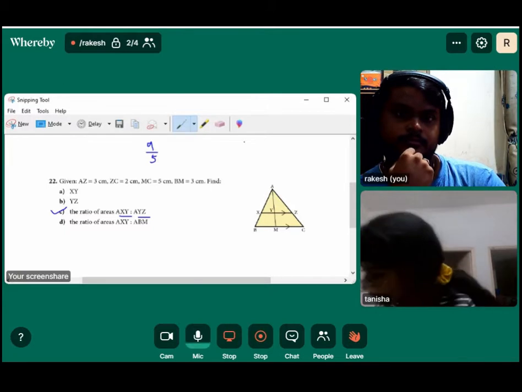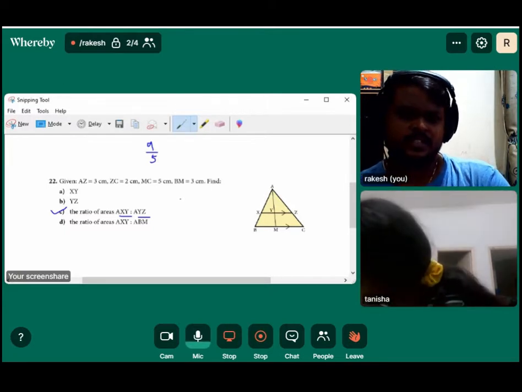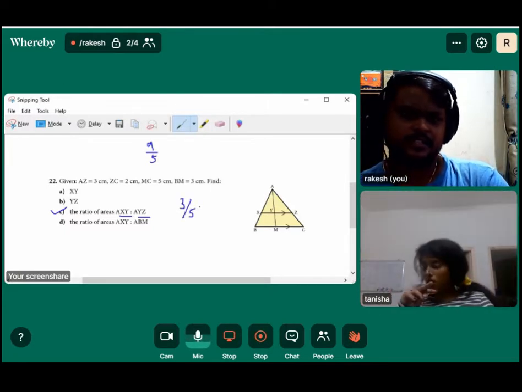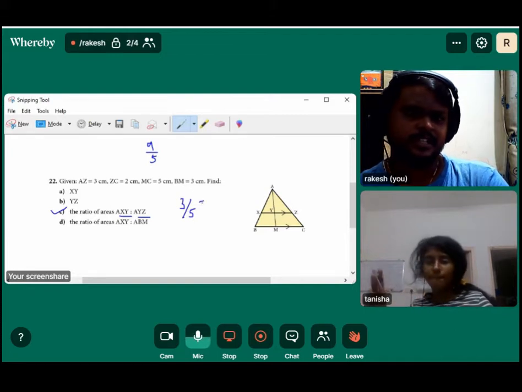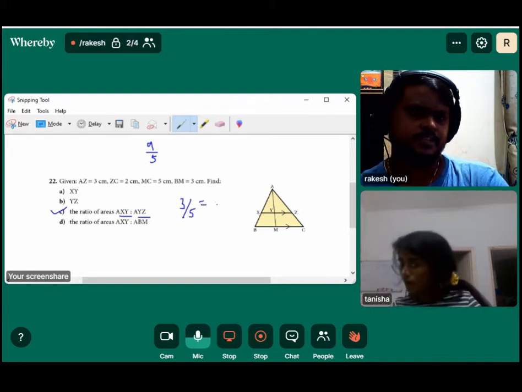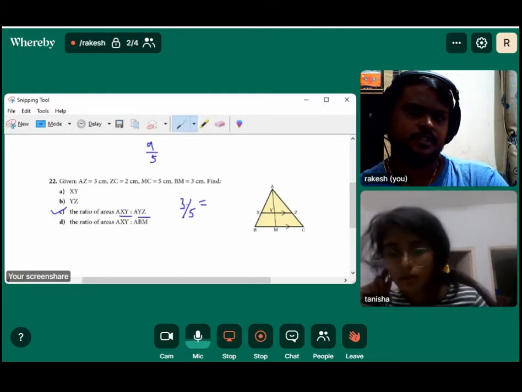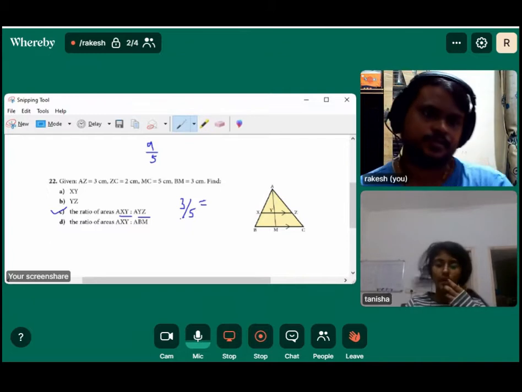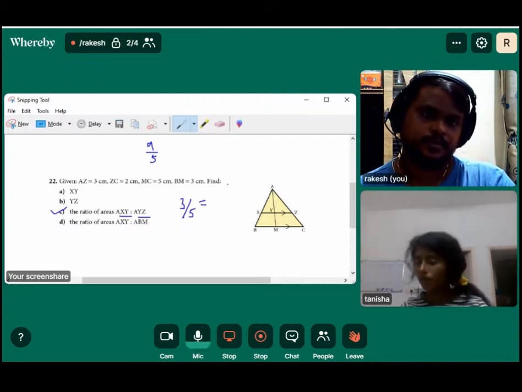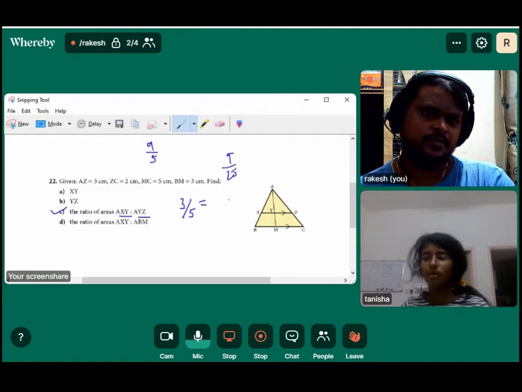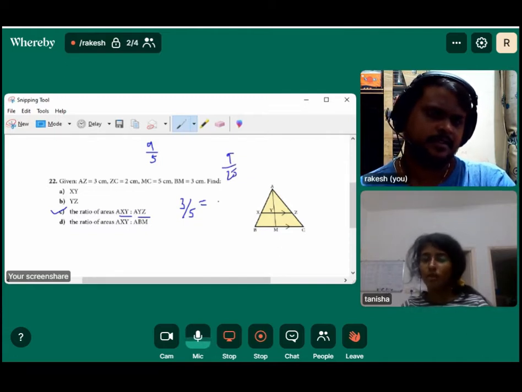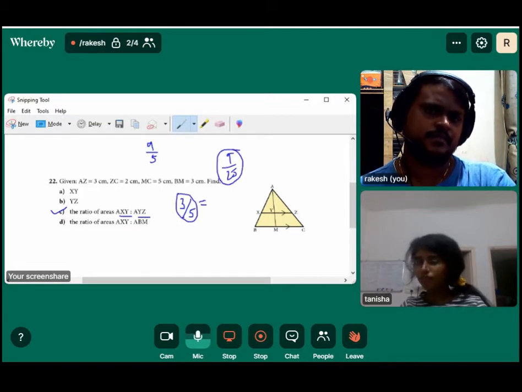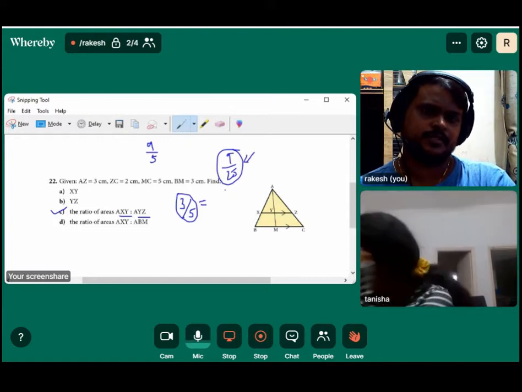I got the ratio is 0.36. No, just tell me the ratio. Don't cancel that. Don't simplify that. Is it 3 by 5? Write the answer in terms of ratio. It's 9 by 25. No, no, it won't be 9 by 25. The ratio is 3 by 5. You cannot simplify this, no, to get 3 by 5.